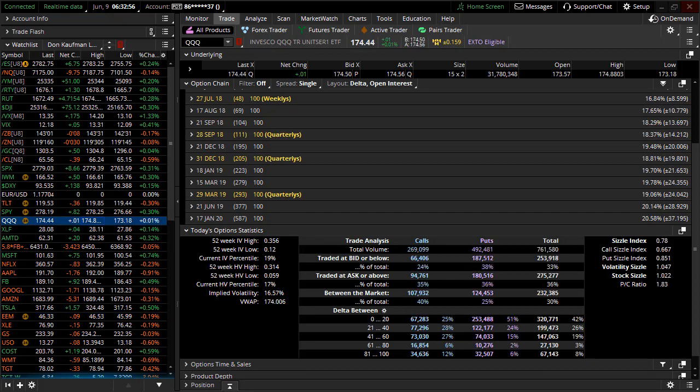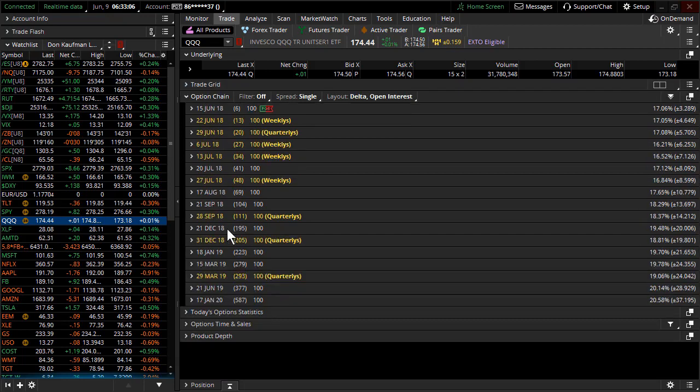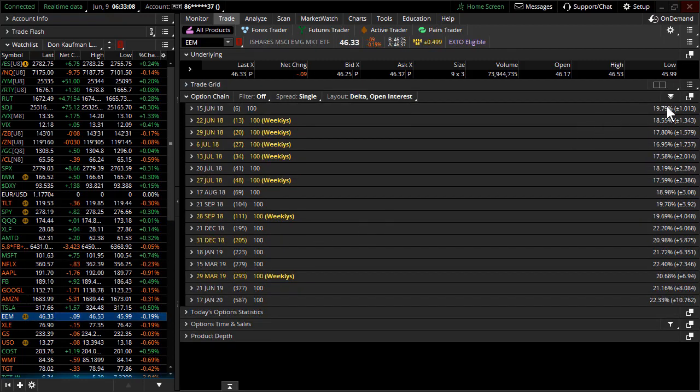I'm an equal opportunity trader, but you're realizing emerging markets are trading the kind of volume that you'll only see in something like the Qs or the Spiders. That's how big the emerging markets have become, because it's an ETF with a whole heck of a lot of volatility out there.